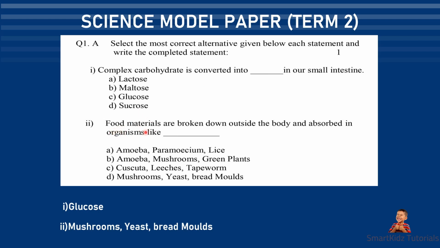Next question: food materials are broken down outside the body and absorbed in organisms like this. The answer is mushroom, yeast, bread molds. What mushroom, yeast and bread molds do is they break down food material that is outside the body. This makes it easier for them to absorb this food material.